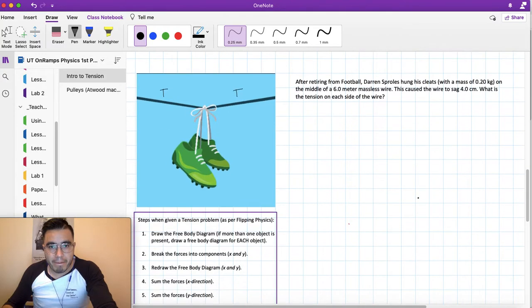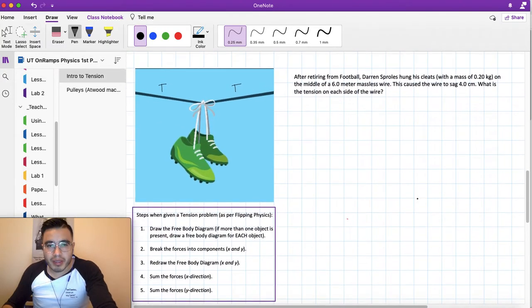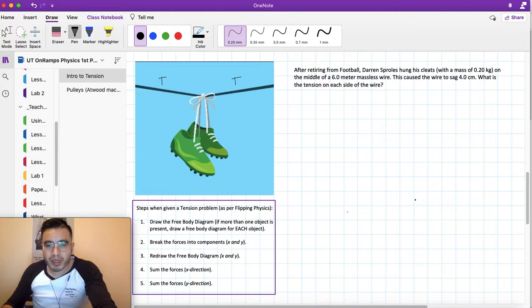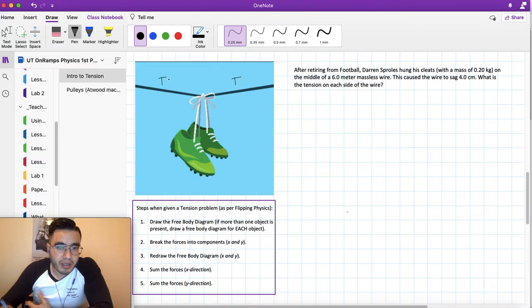Now, this example is a little bit more complicated because it deals with trigonometry. It says, after retiring from football, Darren Sproles hung his cleats with a mass of 0.2 kilograms on the middle of a 6-meter massless wire. This caused the wire to sag 4.0 centimeters. What is the tension on each side of the wire? So we need the tension here and here.